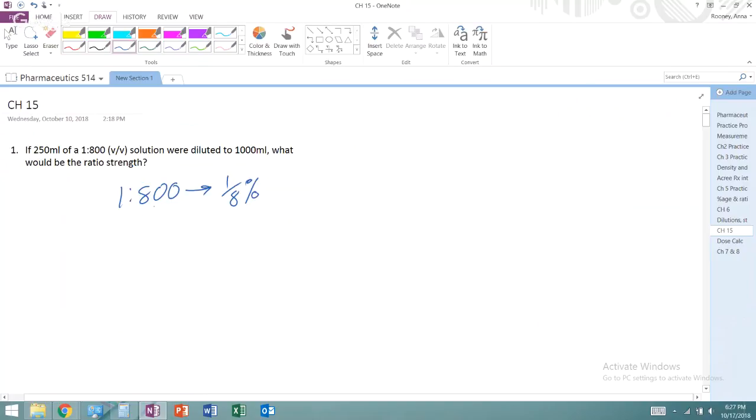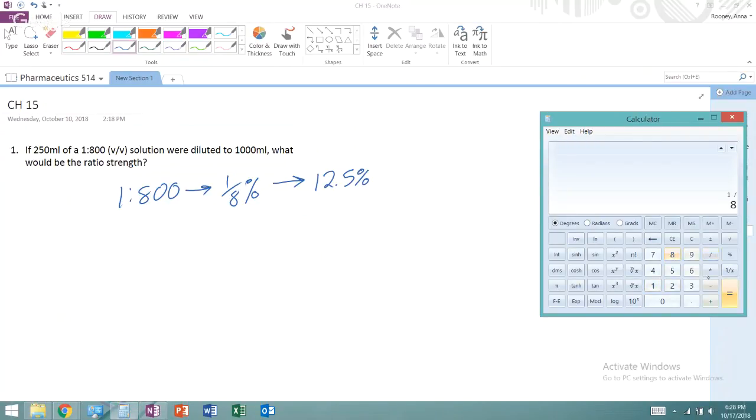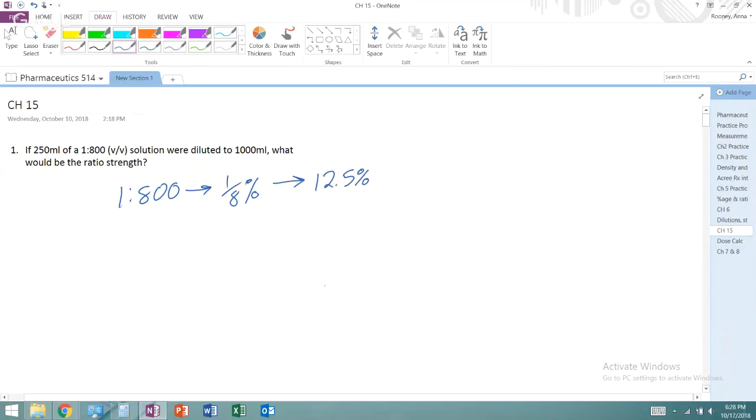You would divide that by 100, and you get 1 over 8. Because it's a 1 to 8 ratio, once you change it to percentage, which is 12.5%. And you can find that out by just doing that on the calculator, and you'll find, aha, see? So then we're going to figure out how many milliliters of the 250 milliliters are actual drug.